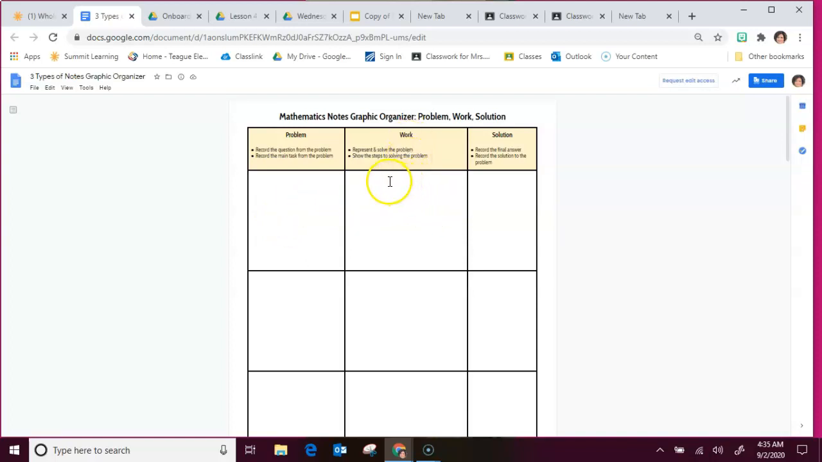The work section, you're going to represent and solve the problem. In other words, you're going to actually do the work to answer this question over here, the problem, and show the steps solving the problem. So you're going to show, what are you doing to get this problem solved? Solution, you're going to record the final answer. So this is how you can take notes off of a PowerPoint or a video for math. So I'm going to show you that in a minute.